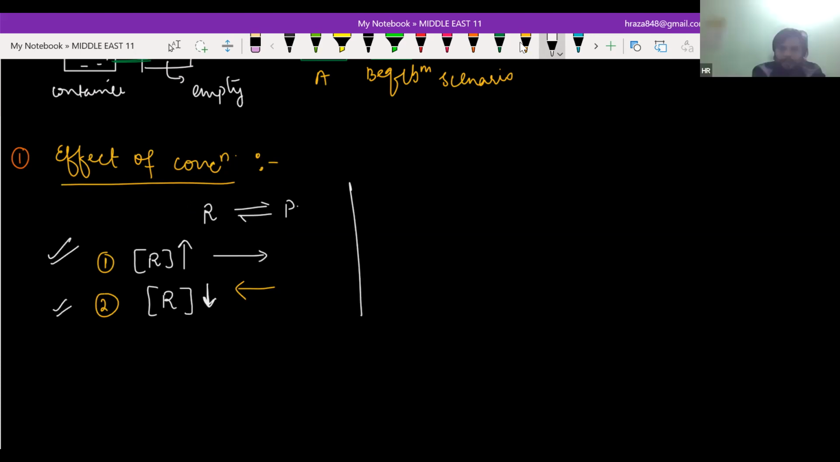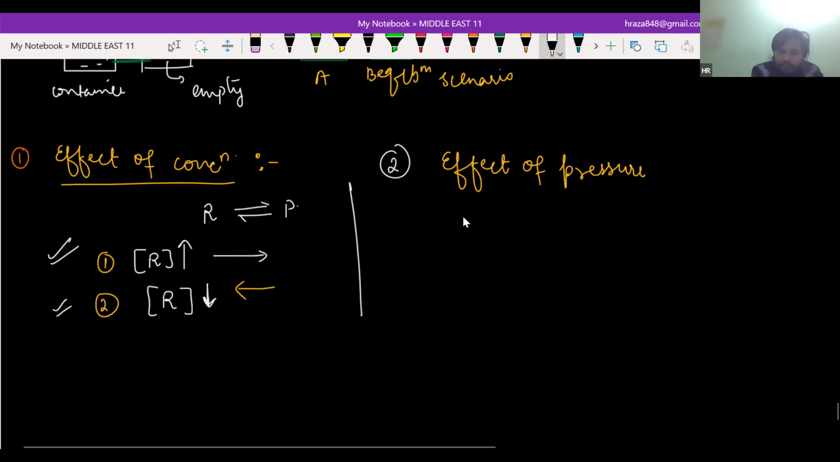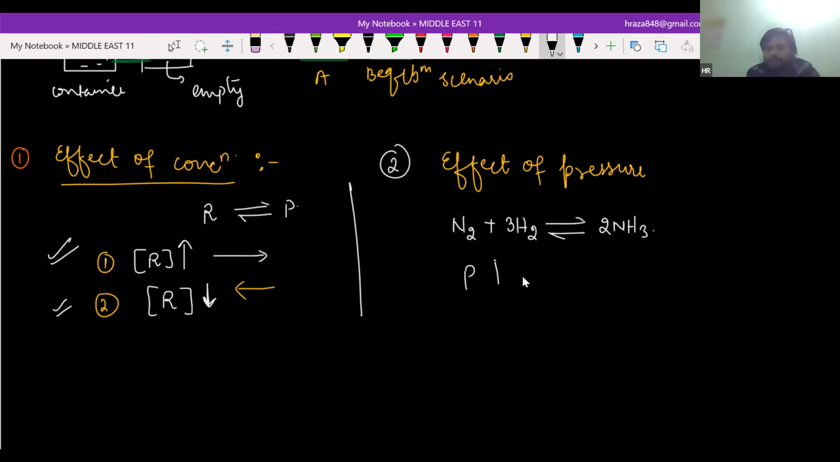Now, the second effect. Effect of pressure. Always remember, whenever pressure is applied, 3H2 will give 2NH3. Pressure increases, it will move to the side with fewer moles. Whenever pressure is increased, it will move to the direction where the number of moles is lesser.